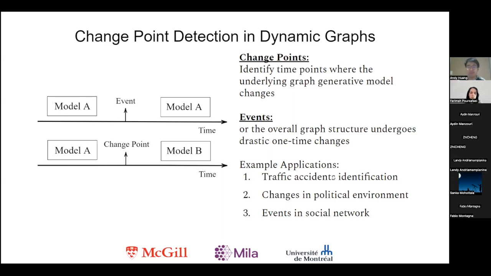The example applications for change point detection include traffic accident identification, changes in political environment, as well as events in social networks.